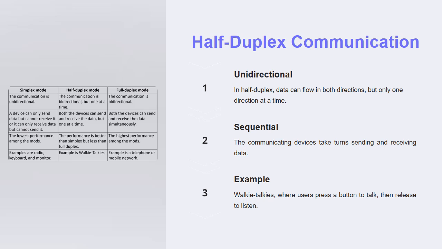The basic properties of half duplex communication: number one, it is unidirectional. Actually, data can flow in both directions, so why am I calling it unidirectional? Because at one time, the data can flow only in one direction. Next is sequential. The communicating devices can take turns sending and receiving data. For example, walkie-talkies, where users press a button to talk and then release that button to listen. So this is all about half duplex.